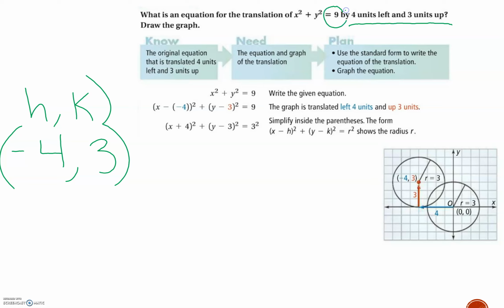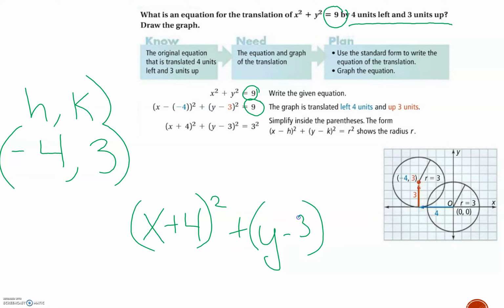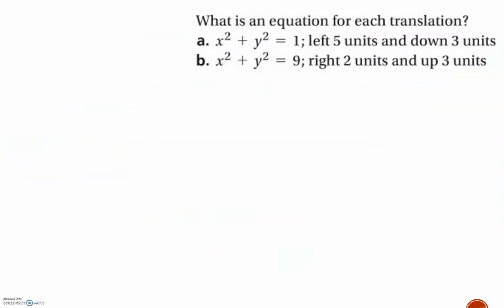Now, whatever we're given for our radius squared is going to stay the same. And technically, when you finish this, you can leave it as (x + 4)² + (y − 3)² = 9. Typically, you write it as 9 instead of 3 squared. So I wanted to try 2 examples of this.